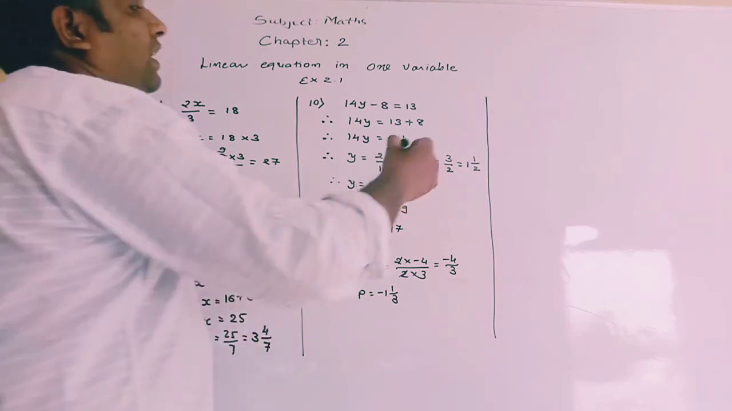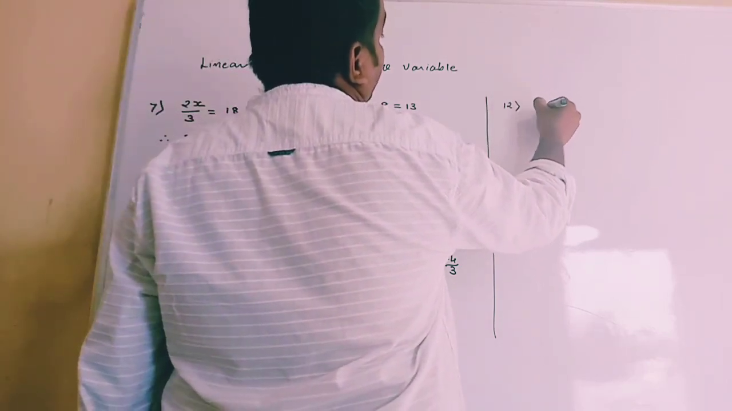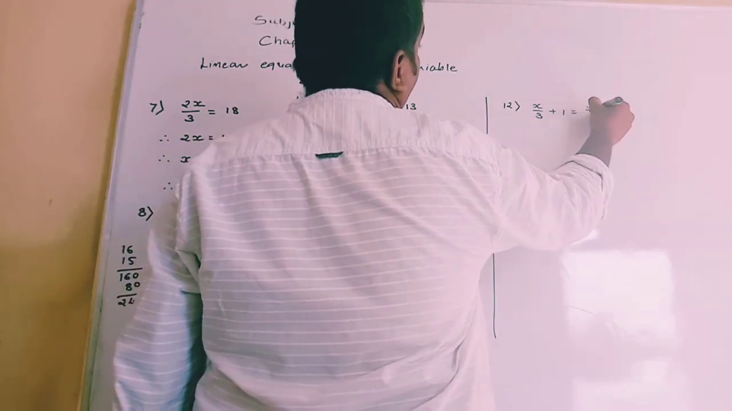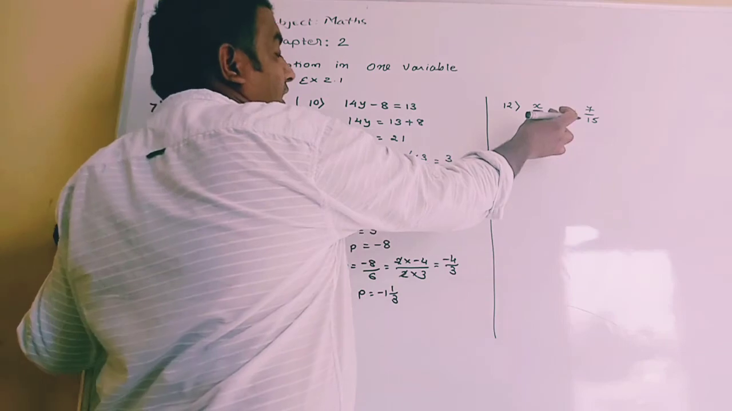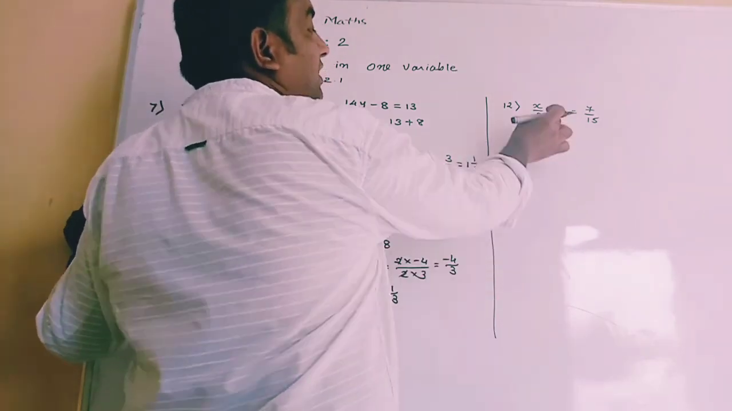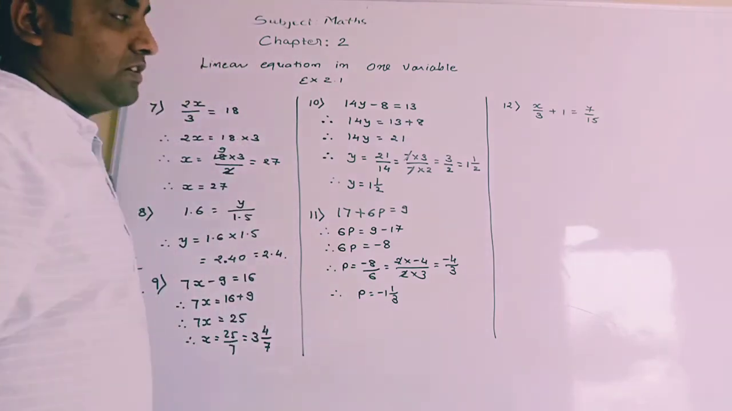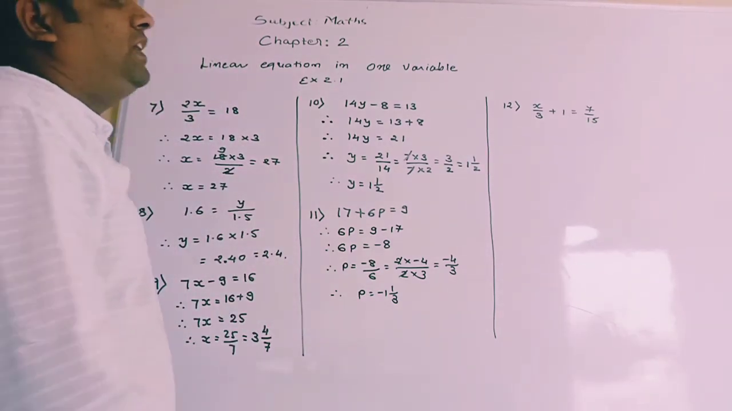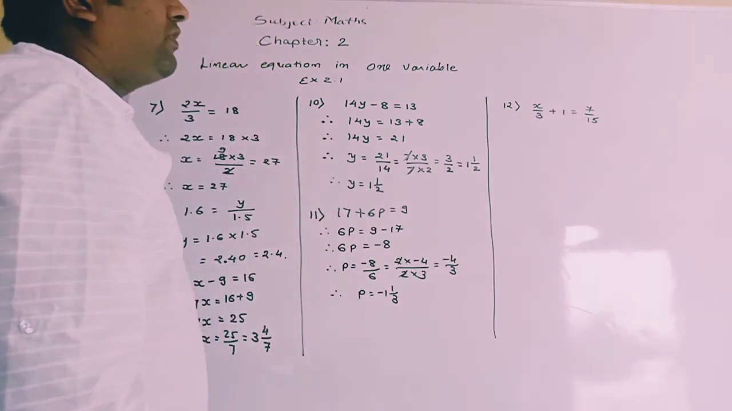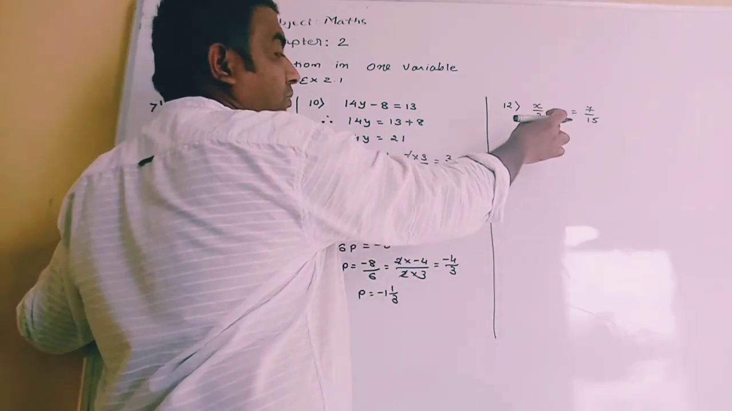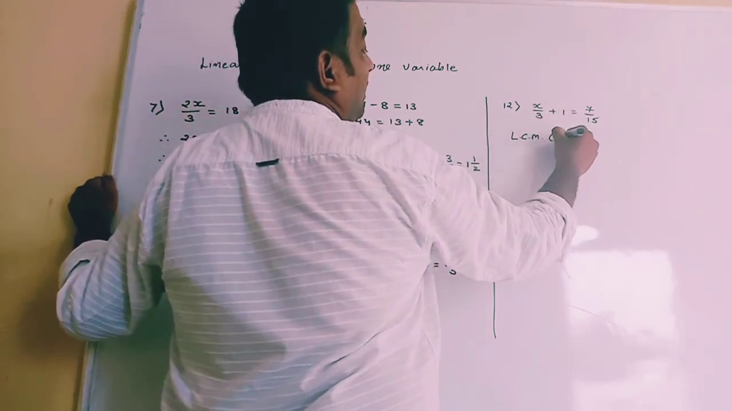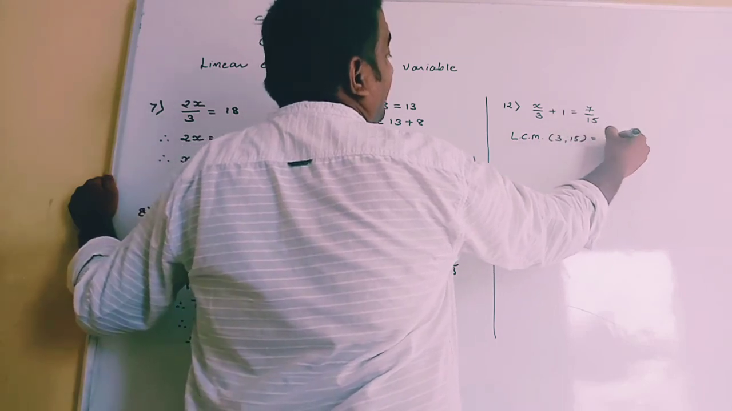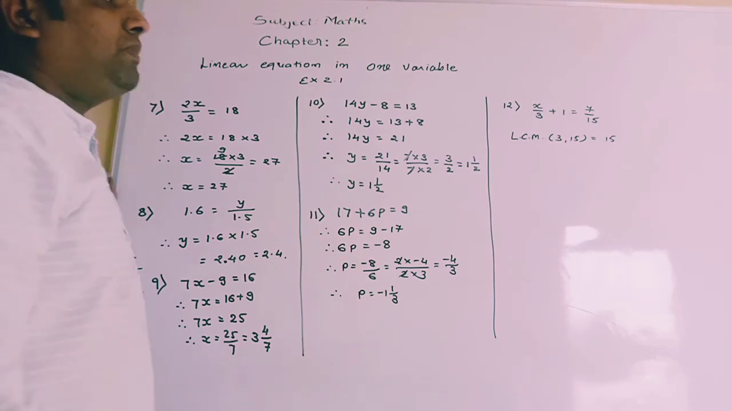Now 12th question we have x by 3 plus 1 equals 7 by 15. So earlier we have not taken LCM because denominators were same, but here denominators are different. So first we will take out the LCM and each term multiplied by the LCM. So it will convert into integral form of the equation from the fraction form, right? So 3 and 15 LCM. So LCM of 3 and 15 will be 15. And so each term multiplied by 15.